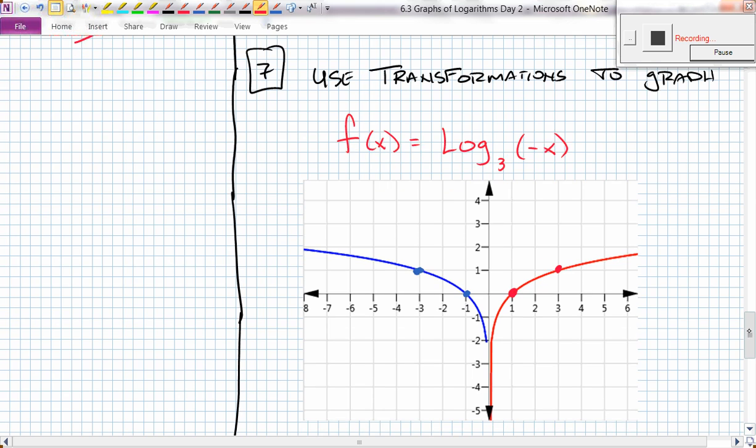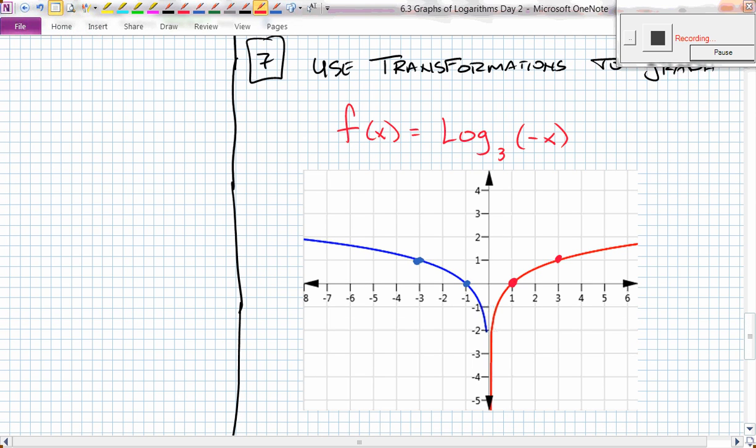Okay, here we go. Use transformations to graph log base 3 of negative x. The first one is log base 3 of x. Notice I have the point 1, 0, and then 3, 1. But then I have a negative x, so that reflects it all over the y-axis. This point goes there, and that point goes there, and I have this blue graph to represent log base 3 of negative x.